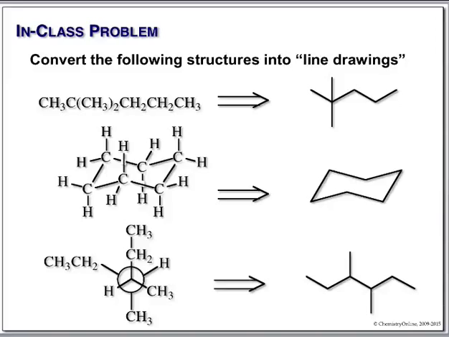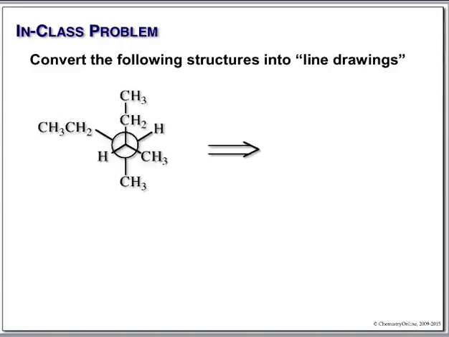Now there's one other way to take a Newman and take it apart. That's a little easier for beginners anyway. And let's just look at this. Here's our Newman. What I want to do is look at this as a sawhorse. Okay? As a sawhorse. Remember, this is going to be our front carbon, and the big ball is our back. Our sawhorse we want to draw on a little bit of an angle.